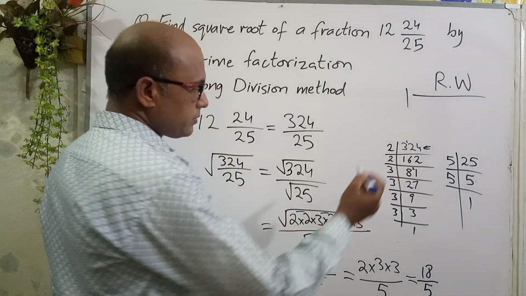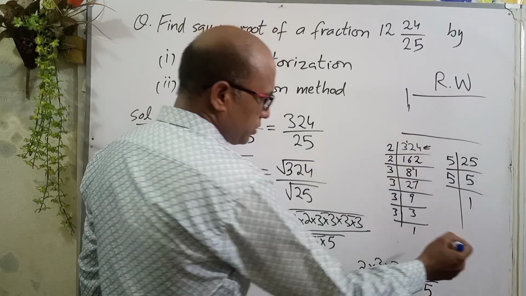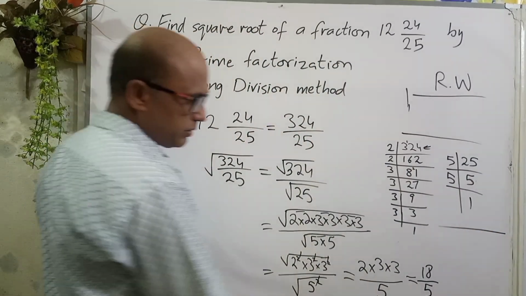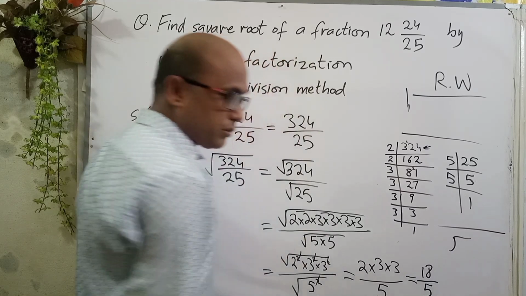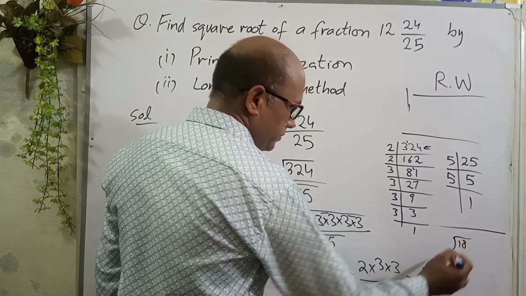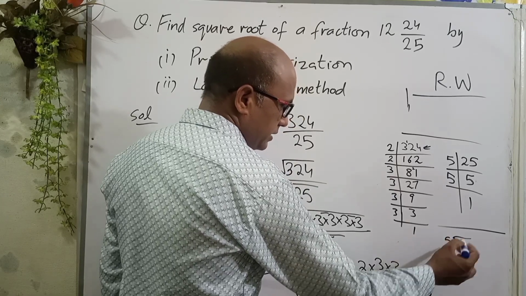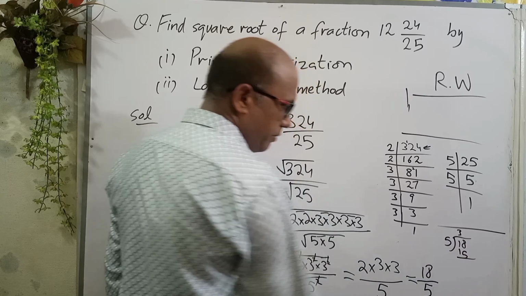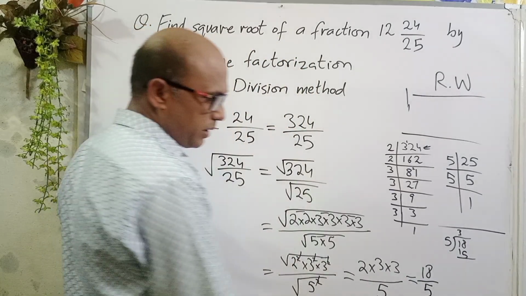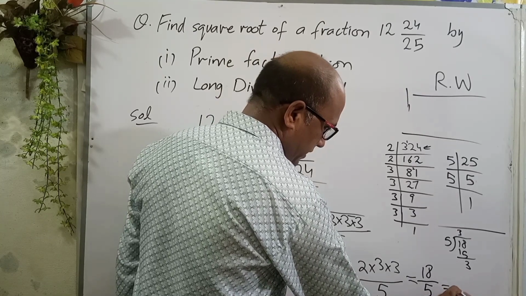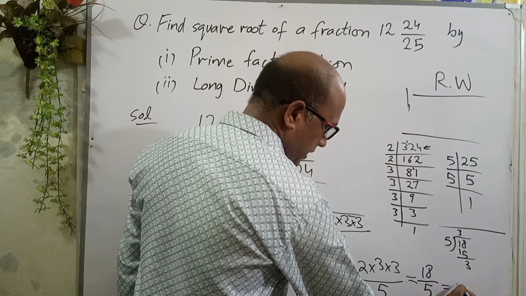So we know how to convert it into a mixed number by dividing. 18 divided by 5. 5 3s are 15. By subtracting 15 from 18, we get 3. So we can write this into a mixed number.